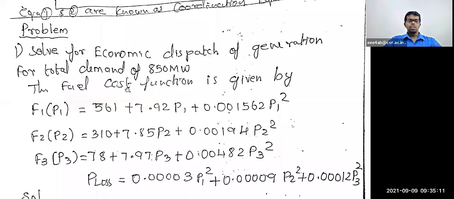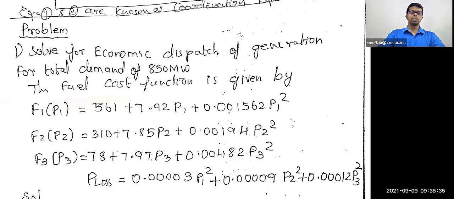Next, the fuel cost function of the second generating unit is 310 plus 7.85 P2 plus 0.00194 P2 square.